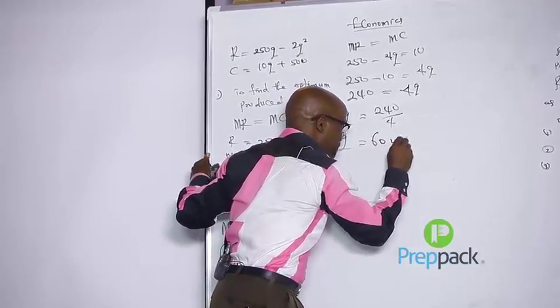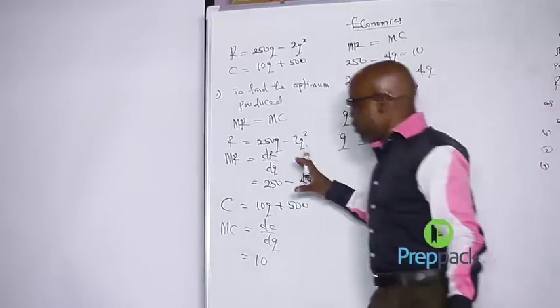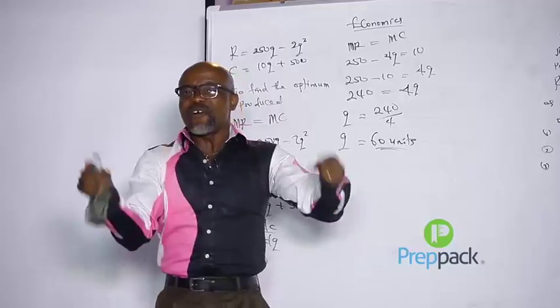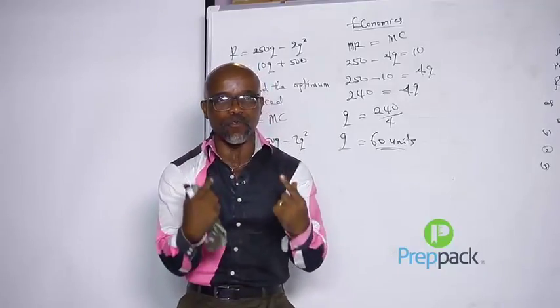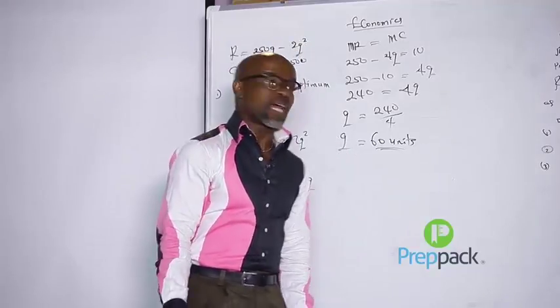That's 60 units. So the output produced is 60. In a simple interpretation, it means for the firm to maximize profit, it must produce up to 60 units. That's a simple interpretation of what we've done so far. All right. So that is number 1.